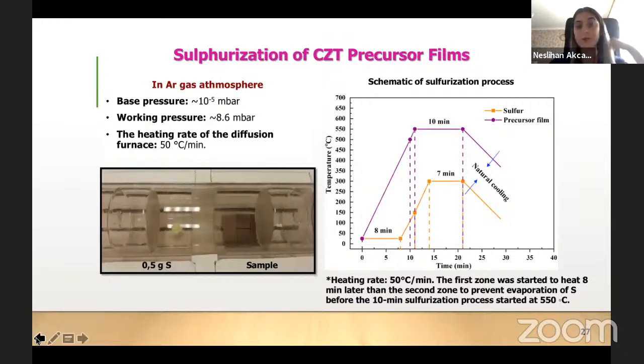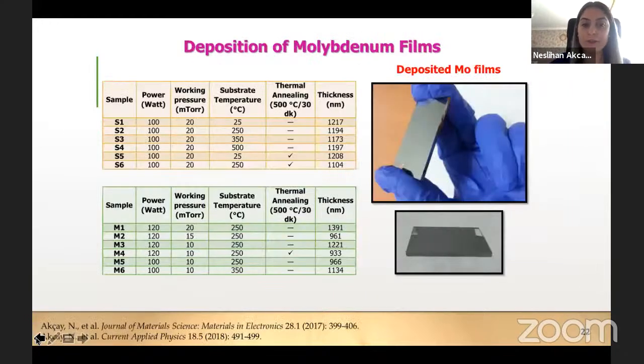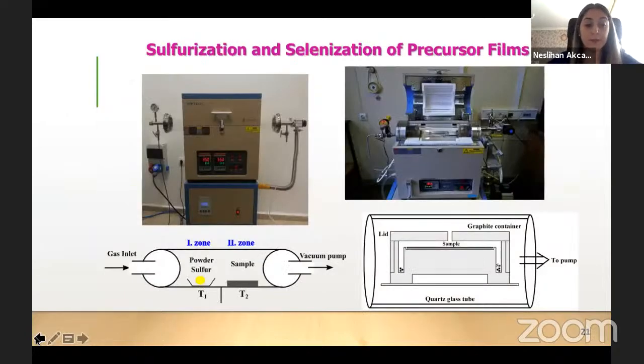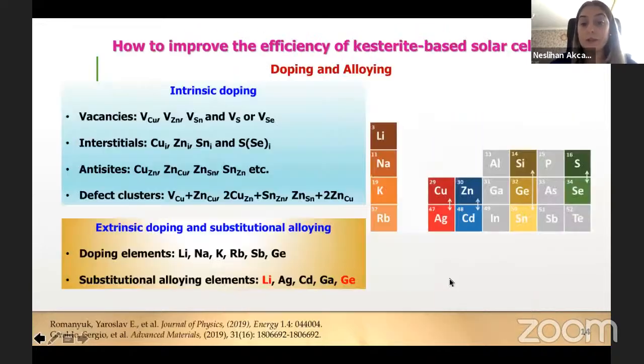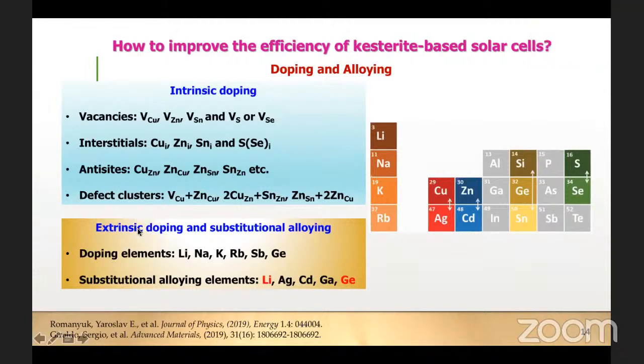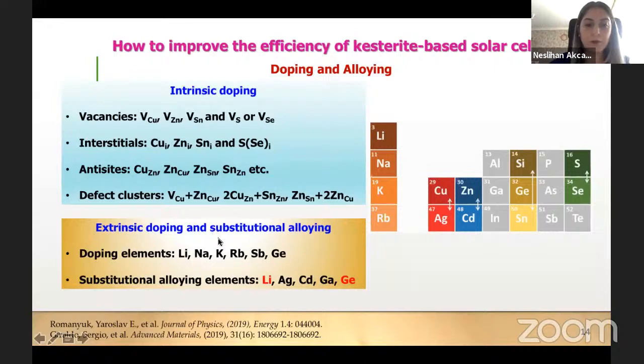The intrinsic doping is related to the composition of the material. The best composition for these materials is copper poor, zinc rich, and tin stoichiometric. The off-stoichiometry is the best option for these materials. Intrinsic doping: defects, vacancies, interstitials, anti-sites and defect clusters occur naturally in the material according to the composition. For extrinsic doping, you dope or alloy the material by using the doping elements which I mentioned.